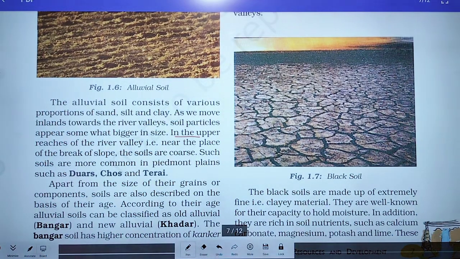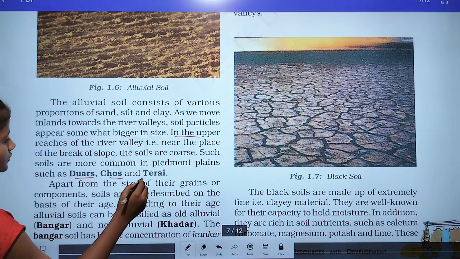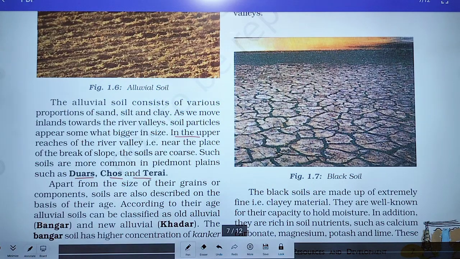In the upper reaches of the river valley, near the place of the break of slope, such soils are more common in Piedmont plains such as Duars, Chos and Terai.